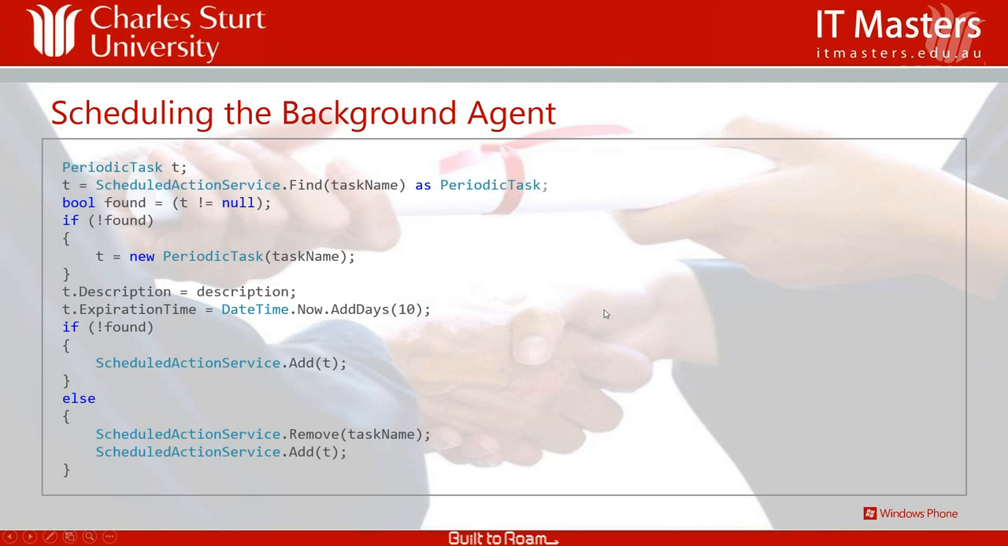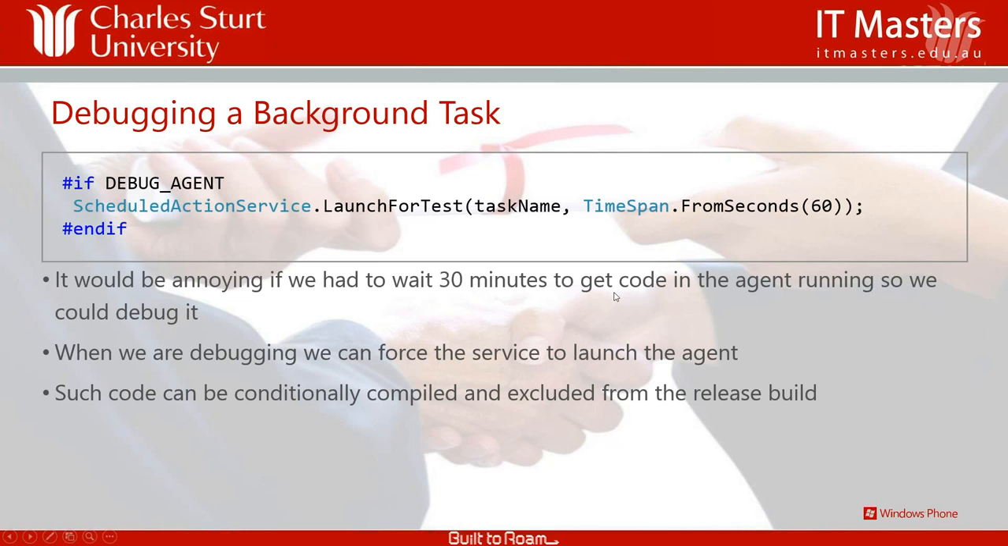Now, for debugging a background task, rather than having to wait for it to trigger, i.e. every 30 minutes for a periodic task or under the right conditions for a resource intensive task, we can call the launch for test API. This will only work in debug, and it's a really convenient way of invoking your background task. In most cases, I drop the time span from 60 seconds down to 1 second, just so it triggers almost straight away.